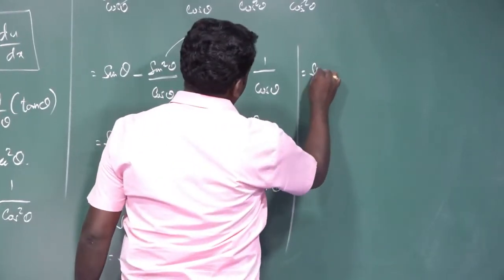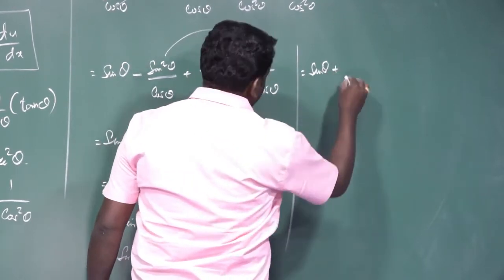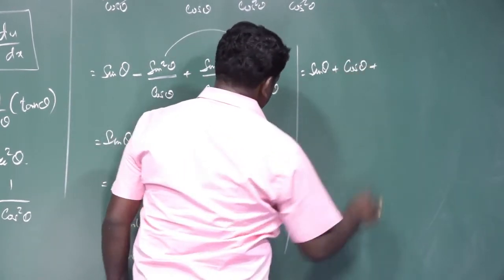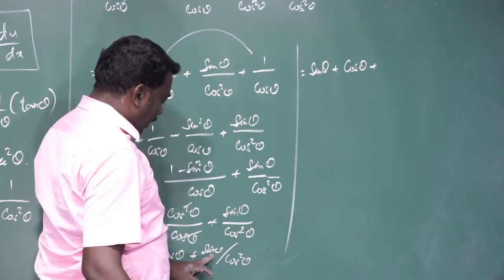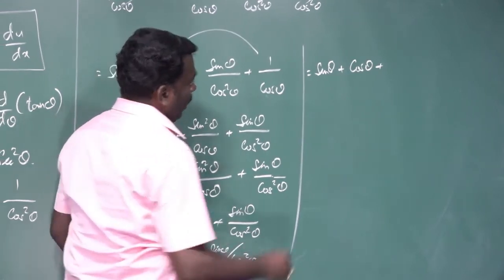That is equal to sin theta plus cos theta as it is, plus sin theta by cos square theta remaining, which we can write as sin theta by cos theta times 1 by cos theta.